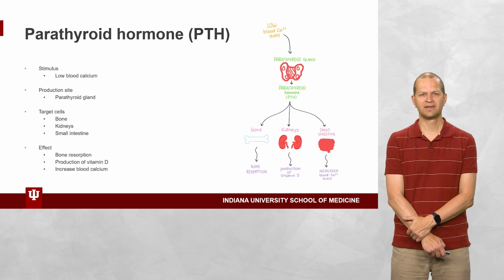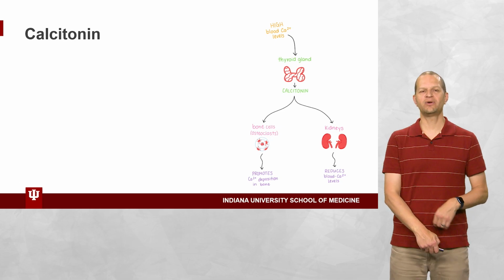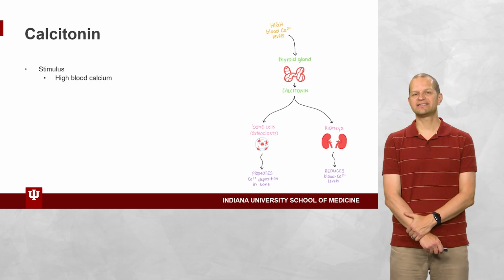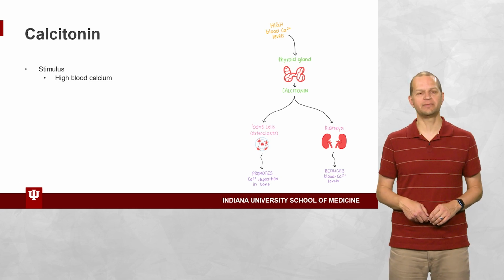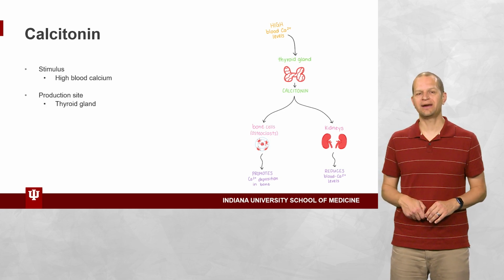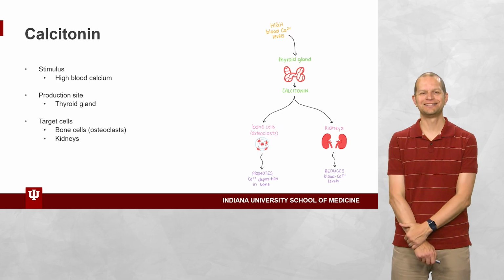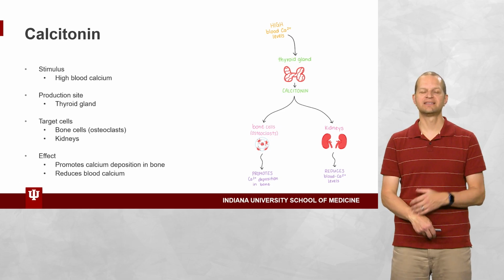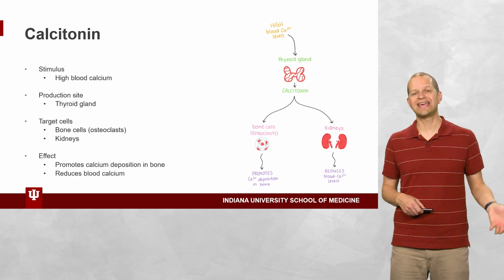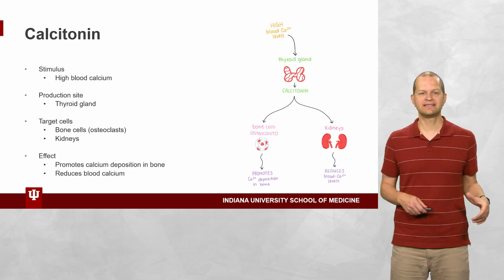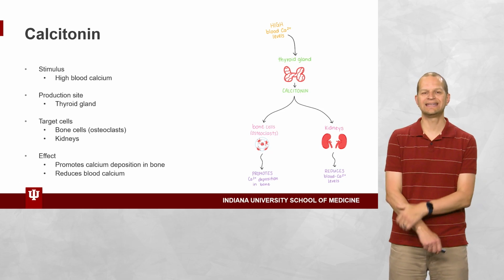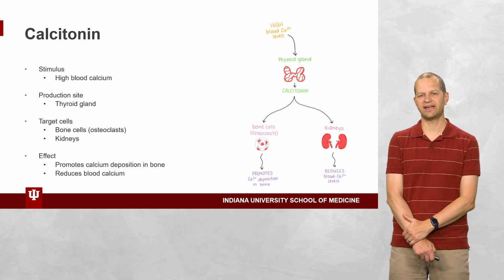Now, on the flip side, we have calcitonin, and calcitonin basically does the exact opposite. Calcitonin is stimulated when we have high levels of calcium in our bloodstream. It's released by the thyroid gland. Okay, it targets the bone cells and the kidneys, and what happens is it causes these bone cells to take calcium up, and it causes the kidneys to excrete calcium. Okay, so as a result, we're reducing the amount of calcium in our blood.